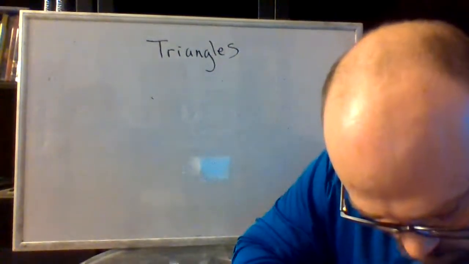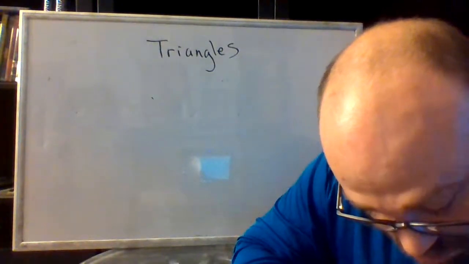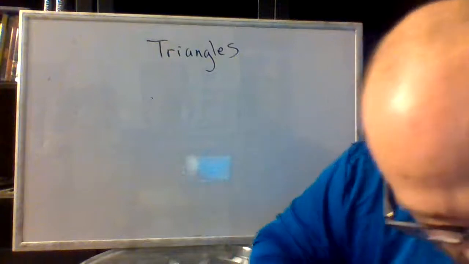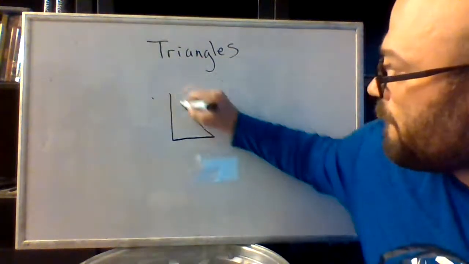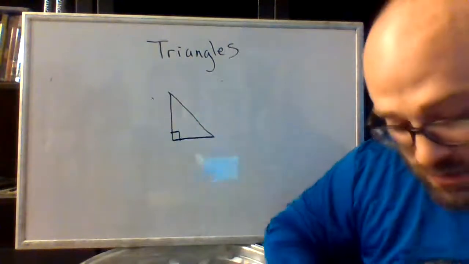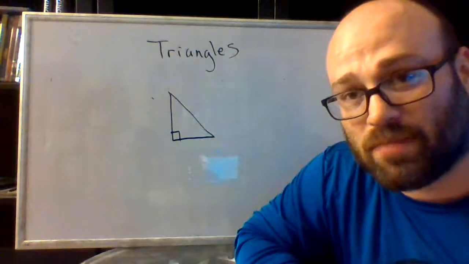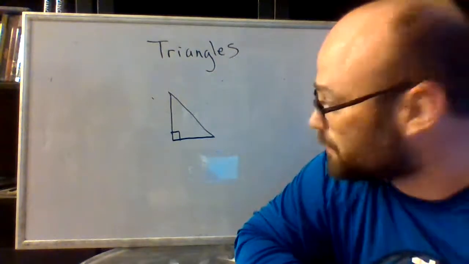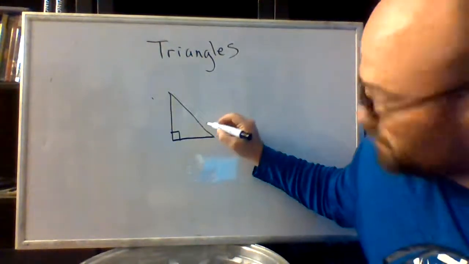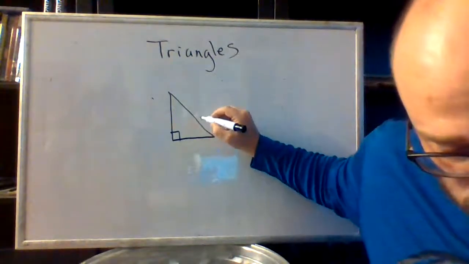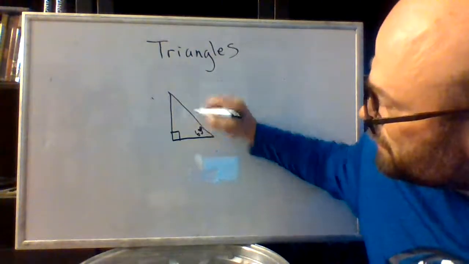Let's see here. So we have a 90-degree one. Remember that little box tells us it is a 90 degree, right? So the red box tells us it is a 90 degree. So we have that. We have 63 degrees. So this one will be 63 degrees. This one will be X.